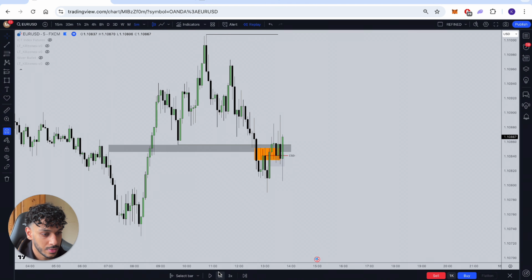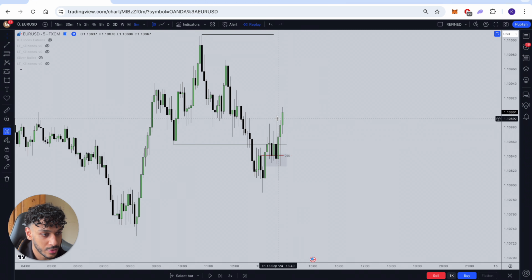Okay, I know there's quite a lot of PD arrays overlapping there. If I just delete these for a second, it'll probably be really clear. So we played around in that level for 30 minutes. Okay, now if you had just waited for the propulsion block to form and get a market structure shift above it, now you're in a different story.